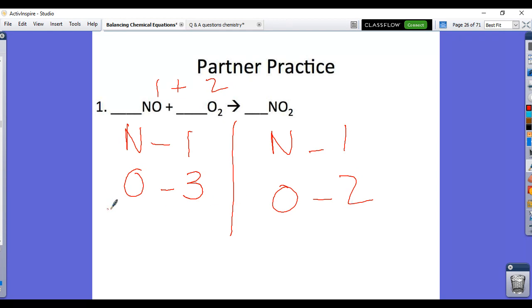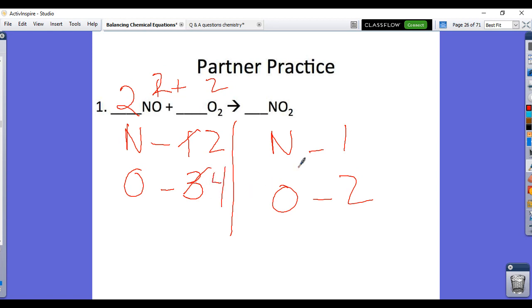So the coefficient 2 is our smallest number. So I'm going to try 2 here. And when I do that, of course, that changes my nitrogen. 2 times 1 nitrogen is 2. It also changes my oxygen. So 2 times 1 oxygen, that is now a 2 there. But I still have these 2 here. So 2 plus 2 gives me 4.